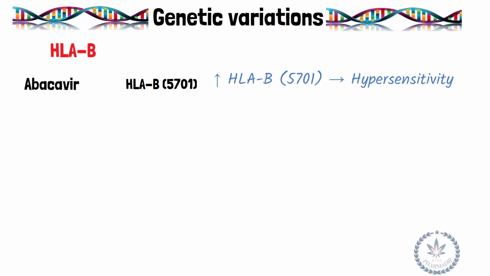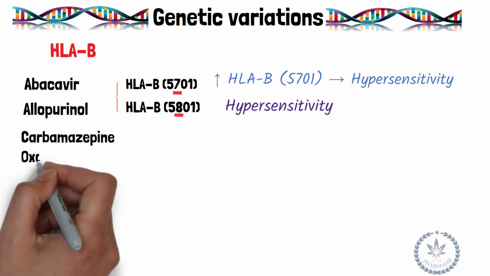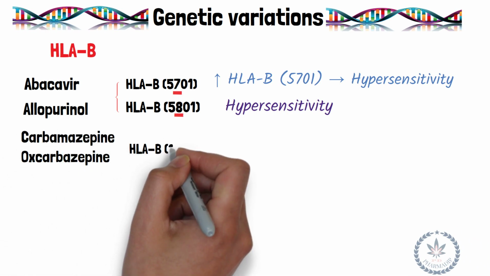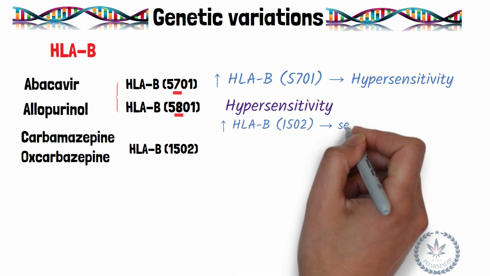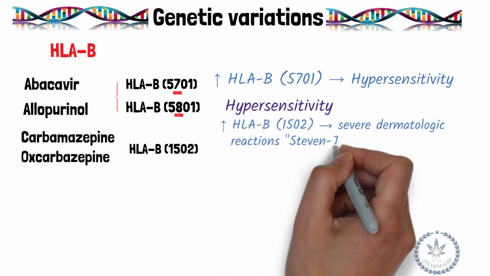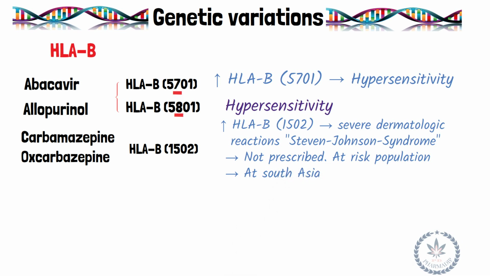Again, the same is true for allopurinol. Allopurinol with the HLA-B 5801 gene shows hypersensitivity. Both of these drugs show hypersensitivity reactions. The only difference is between the numbers 5701 and 5801. Carbamazepine and oxcarbazepine: HLA-B 1502, which is an abnormal form of the HLA-B gene, leads to severe dermatologic reactions such as Stevens-Johnson syndrome, hence these drugs are not prescribed in individuals showing the HLA-B 1502 gene.